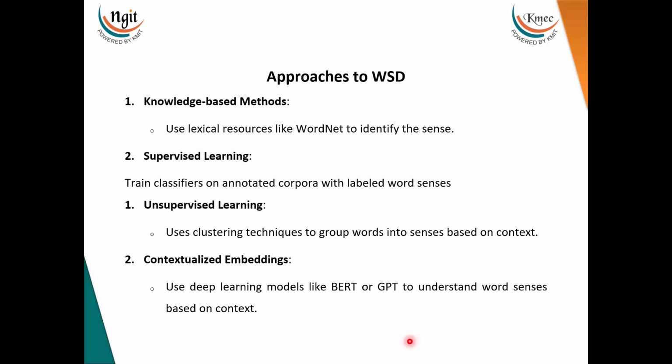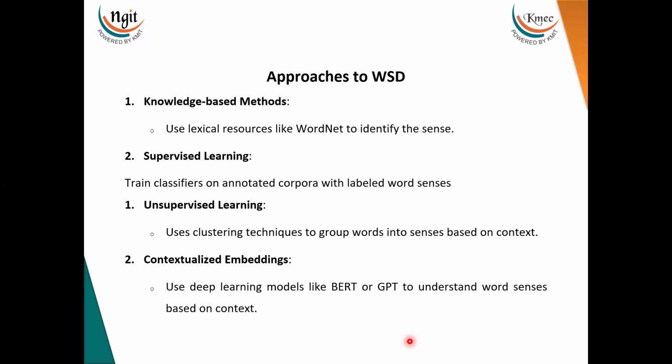Then approaches to WSD, that is word sense disambiguation. First one is knowledge-based methods, which use lexical resources like WordNet to identify the sense. For example, WordNet will define bank with senses like a financial institution, a land beside a river, and the algorithm will try to choose the correct sense based on the semantic relationships that exist.